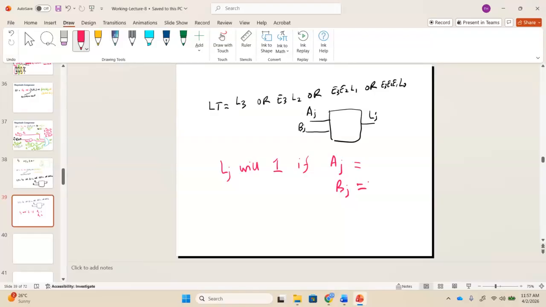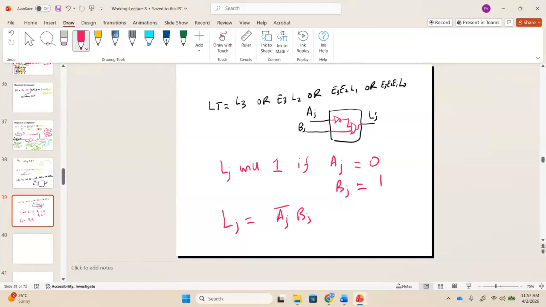AJ is 0 and BJ is 1. Very good. It's 1. So it means that LJ will now be equal to AJ bar BJ. So now if you go for this expression, this will be an inverter for A, and then we have an AND gate, and this will give me this B. Any question? Got it or not got it?